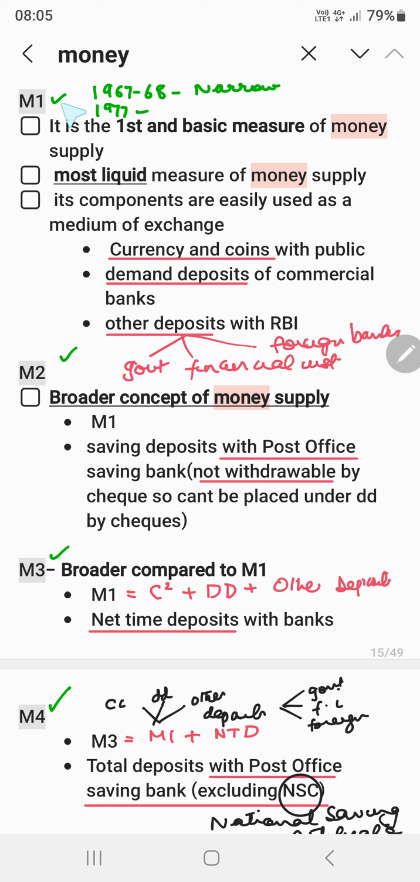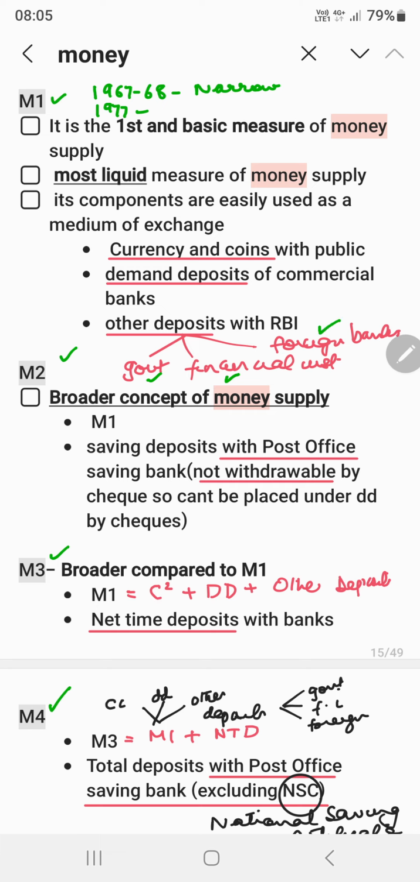So we begin with M1 measure of money supply. To understand M1 measure of money supply, we ask ourselves, what are the components of this money supply? So the answer to this is, it consists of currency and coins with public and demand deposits of commercial banks, other deposits with RBI. These other deposits of RBI is the deposits by RBI on behalf of the government, on behalf of financial institutions and on behalf of the foreign banks.